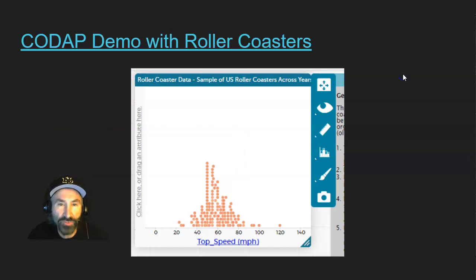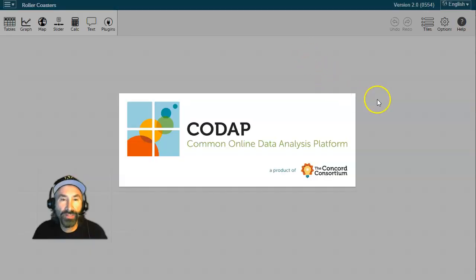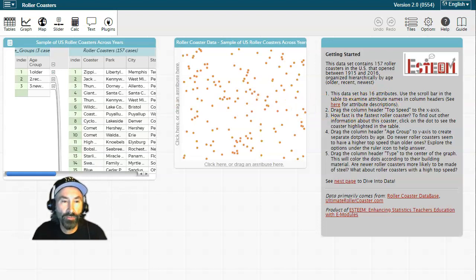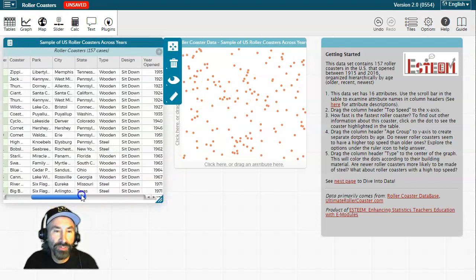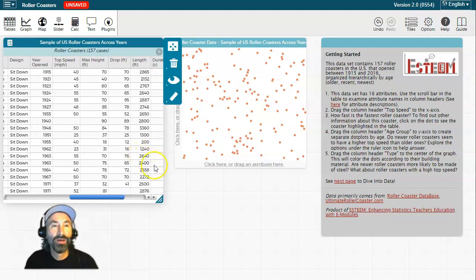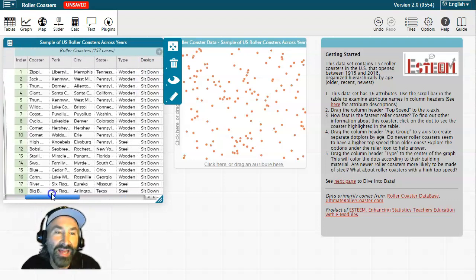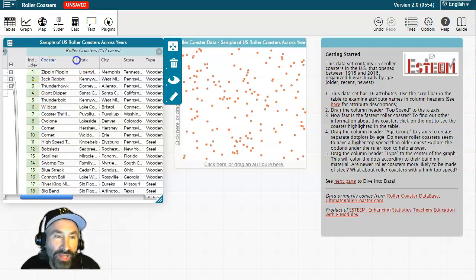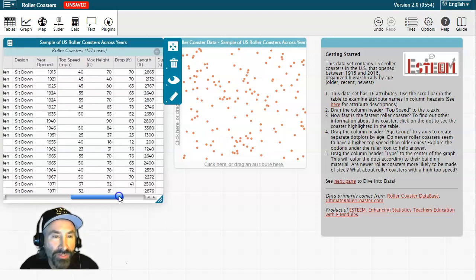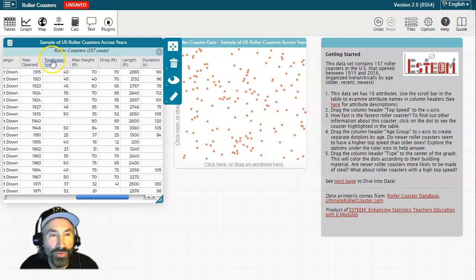Let's take a look at some roller coaster data. So I'm going to go ahead and bring this up. And what we can see here is some data off to the left, and a graphing area over here on the right. What we're going to try to look at is the top speed of 157 cases. The cases are the who of the data, and each one of these rows represents one case. And in each row, we have a particular roller coaster at a particular park. And what we're going to look at is the top speed for all these roller coasters.